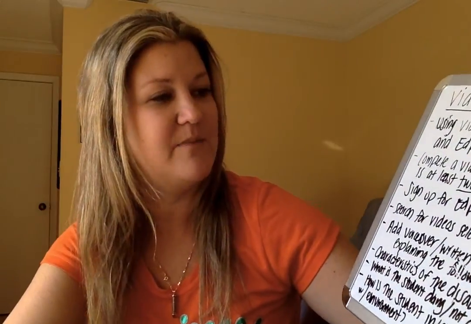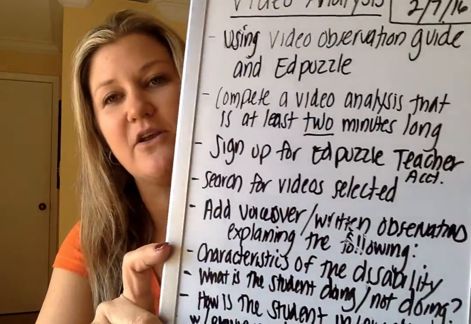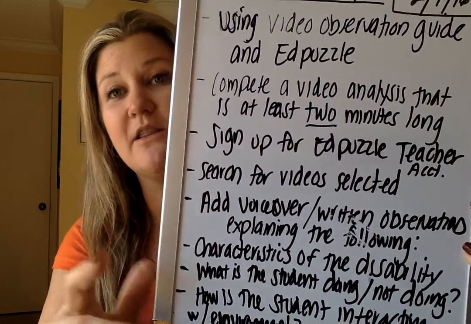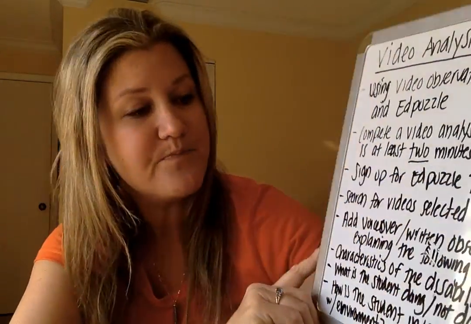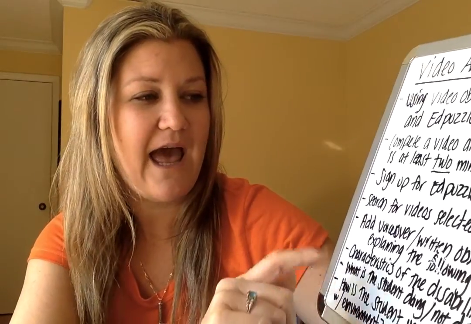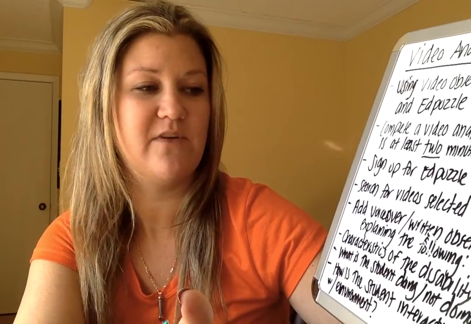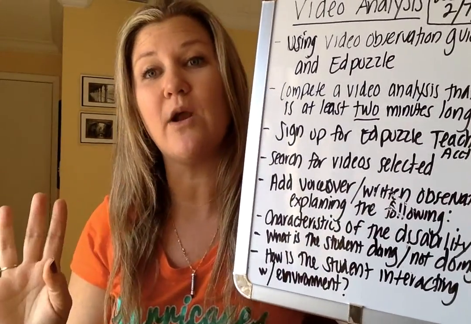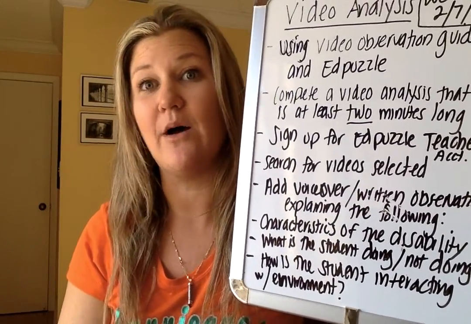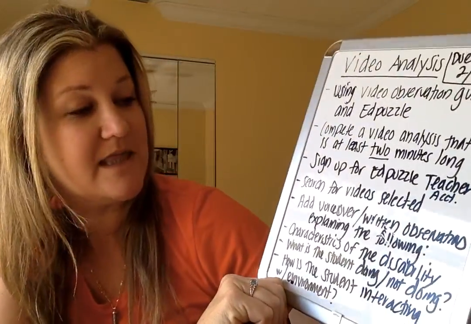So sign up for the Edpuzzle teacher account and then search for the videos selected. So I've included the links for the videos. You can just type in the keywords and those videos will pop right up. Now you're going to add voiceover and written observations explaining the following. Now this is going to be your running record portion in your video observation guide. So you're going to explain these things.